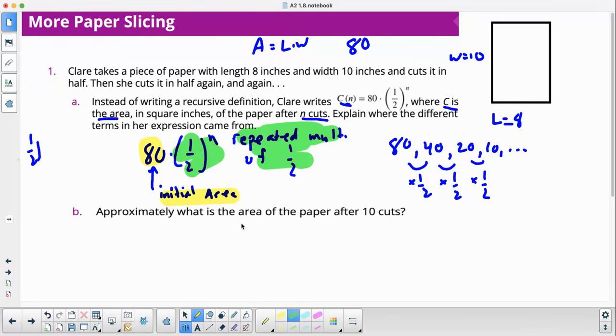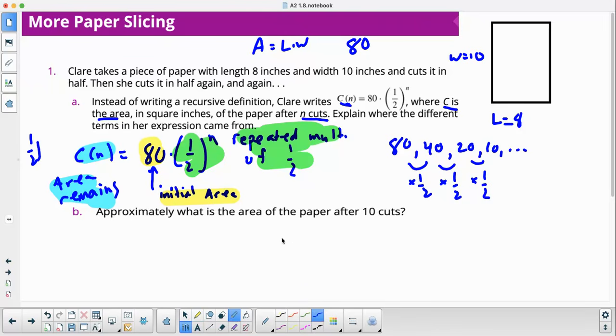All right. And then the C of n can obviously be the area that remains. So those are the different pieces of the formula there. Kind of neat. Now if I want to find the area after the 50th cut, I could just plug in 50 right here for n.